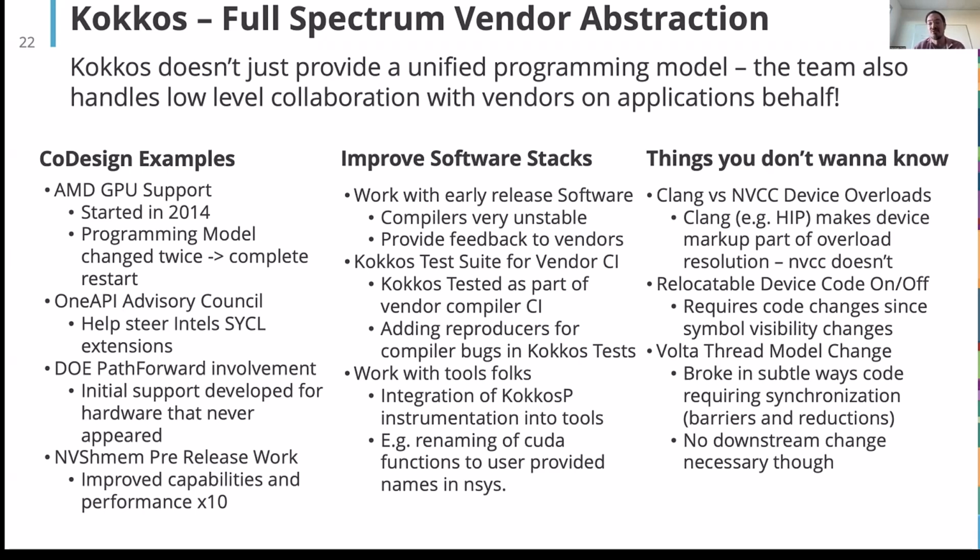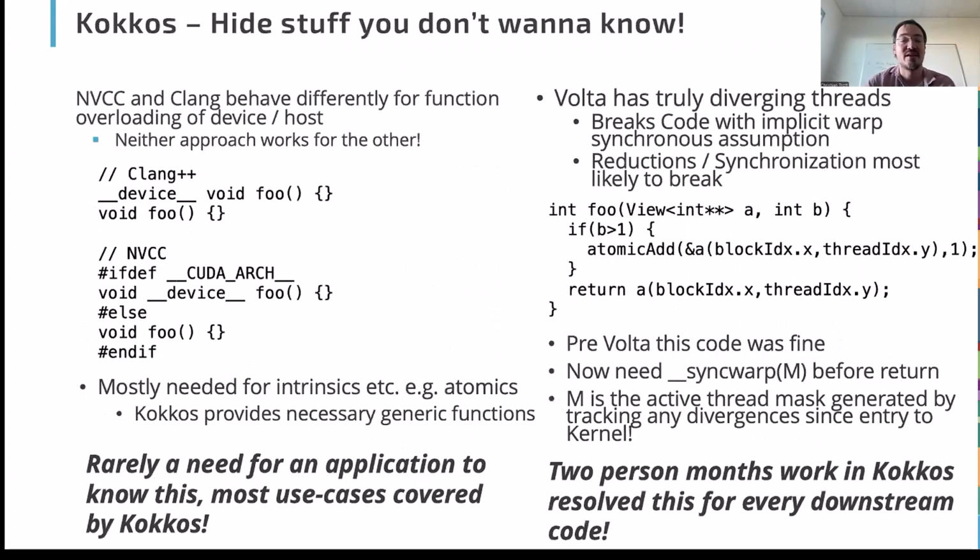We hide a lot of things from you that you don't want to know about, things like Clang versus NVCC device markup. They actually have different overload resolution rules, which make a lot of things complicated. The Volta thread model broke a lot of CUDA code because it was relying on implicit synchronization. But because we don't allow you to write your own synchronization mechanism at all, we implement them all for you. You will never know that, because we solved that problem for you before you ever tried to run on these architectures. There are lots of details here; we don't need to really talk about them.